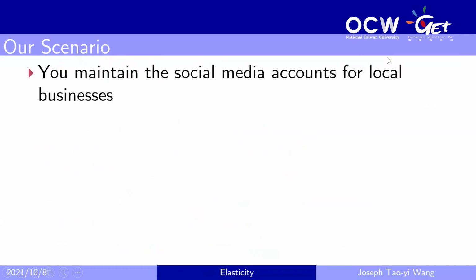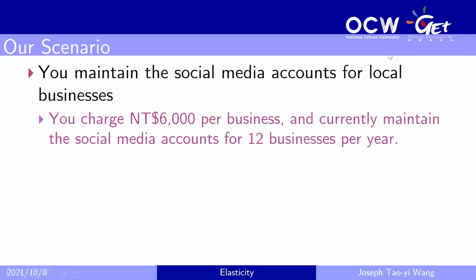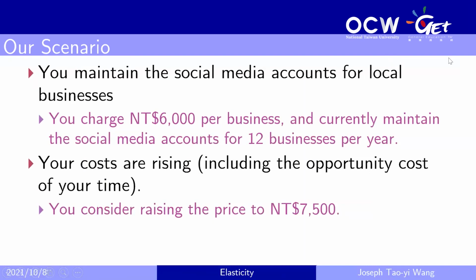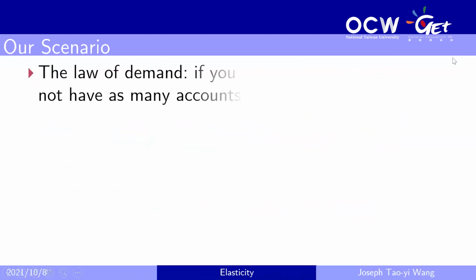So let's start with the story. So suppose you maintain social media accounts for some local company. So 小编. You charge $6,000 per business, and you're maintaining 12 social media accounts. Now, because you're starting to take classes in NTU, your cost is going up. Opportunity cost is high. So you're thinking, maybe I should raise the price to $7,500. Now, here's the question.